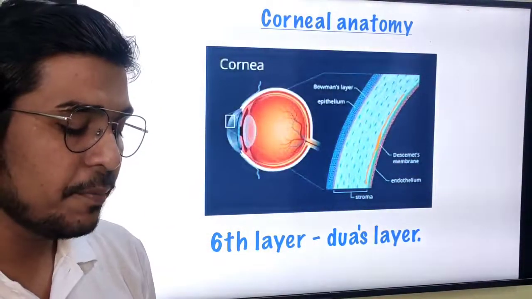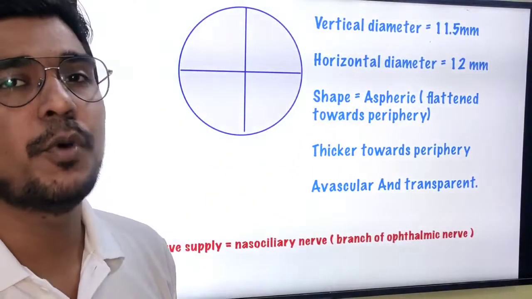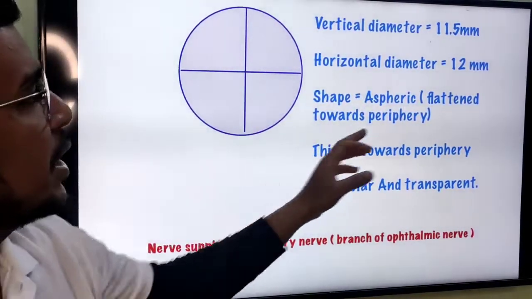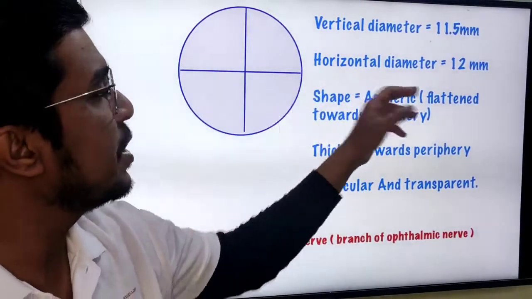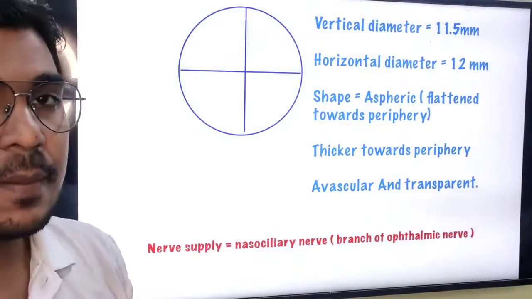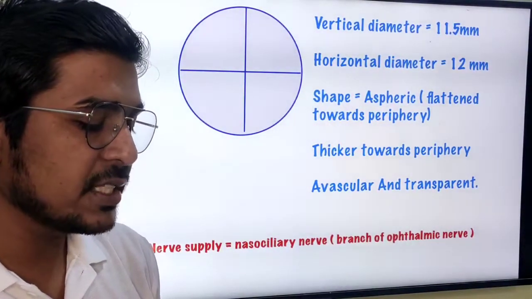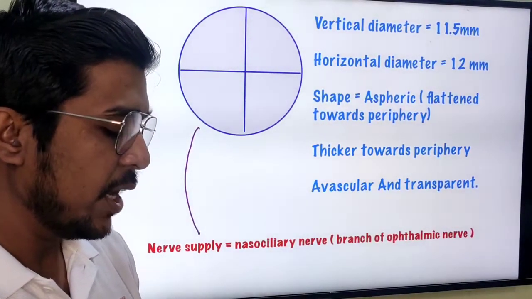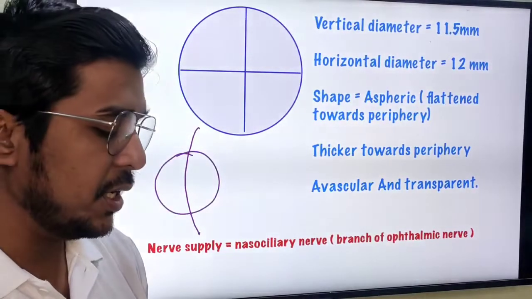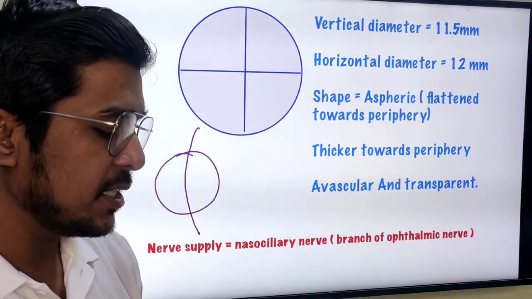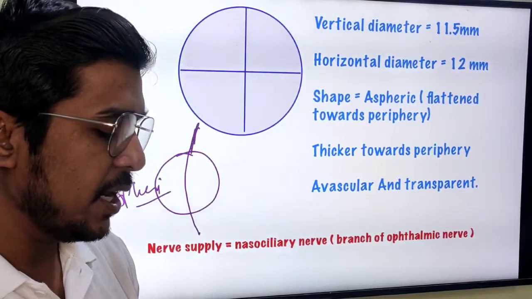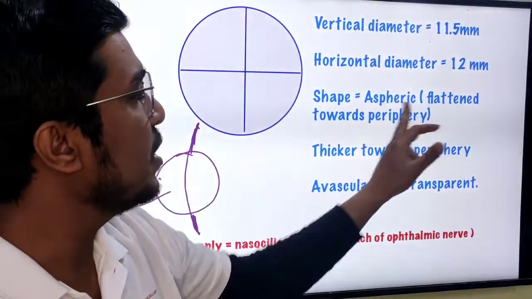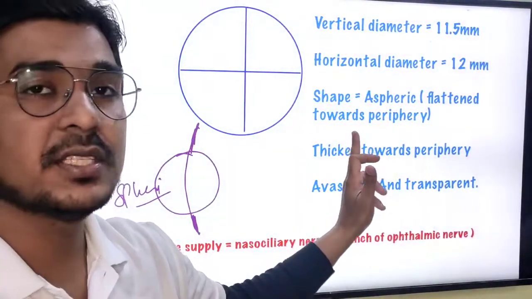Now coming to the important aspects from the MCQ point of view. The vertical diameter is 11.5 millimeters. The horizontal diameter is 12 millimeters. The shape is very important, so let me draw the shape for you. Suppose this is the shape. This central area is spherical, but the peripheral part is flattened. So the cornea is aspheric, meaning flattened towards the periphery, and you have to remember this point.